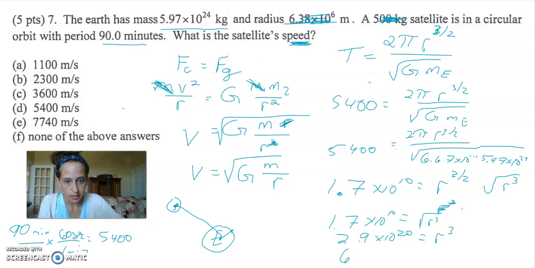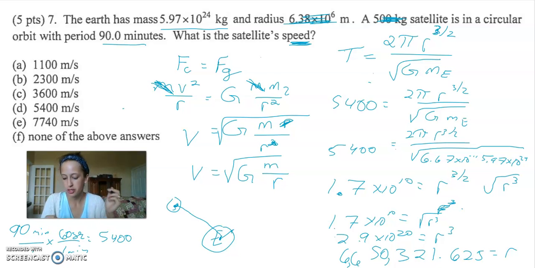6650321.625. If you did scientific notation, it's like 6.7 times 10 to the 6. Yeah. Ew. I don't know what that is. So I'm going to store that as x, so I don't have to worry about losing a decimal. But anyway, that's our r.